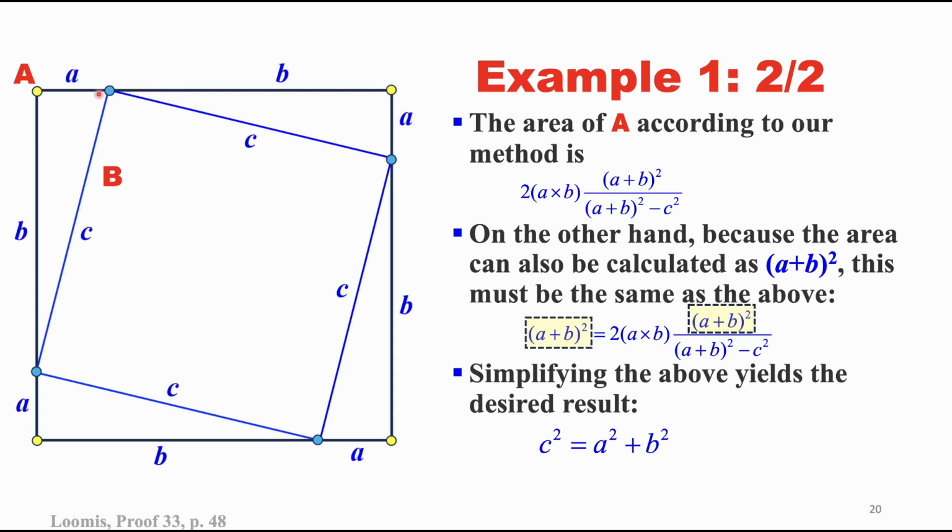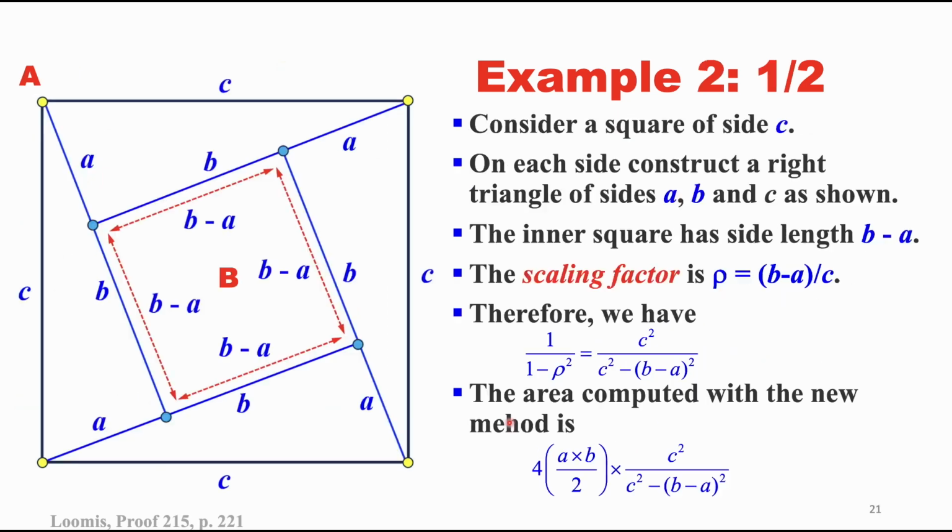But square A can also be calculated as a plus b squared. So the result of this method and the result of our method must be equal because we are calculating the same area. Simplifying this, we are able to cancel 2 times a times b. Because of this, we get c squared equals a squared plus b squared. We get our results. Now consider a second example.